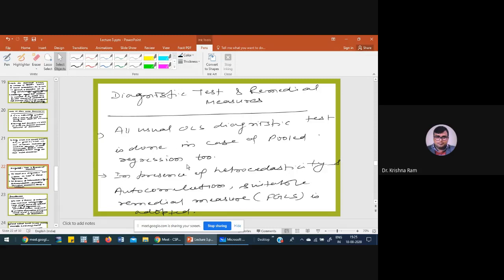These are the diagnosis tests and remedial measures. All the usual OLS diagnosis tests are done in the case of the pooled regression model too. If you find the presence of heteroskedasticity or autocorrelation, then suitable remedial measures need to be adopted for getting efficient estimates of the parameters.